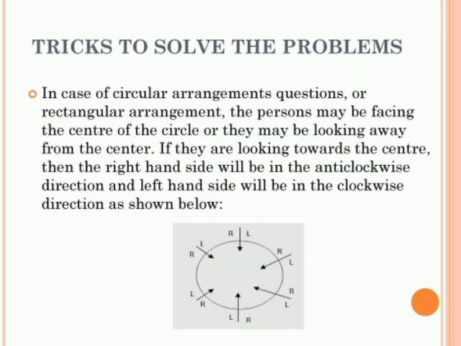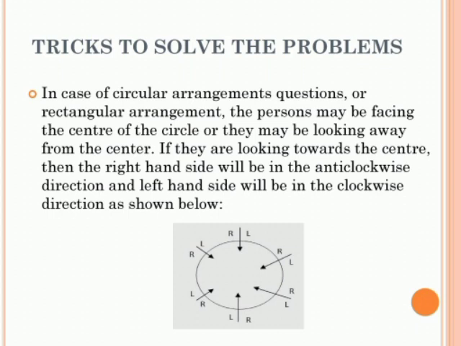Now, in case of circular arrangement questions or rectangular arrangements, the person may be facing the center of the circle or they may be looking away from the center. If they are looking towards the center, then the right hand side will be in the anti-clockwise direction and the left side will be in the clockwise direction, as you can see in the figure. The left and right has been determined.